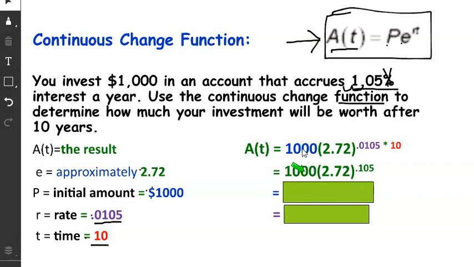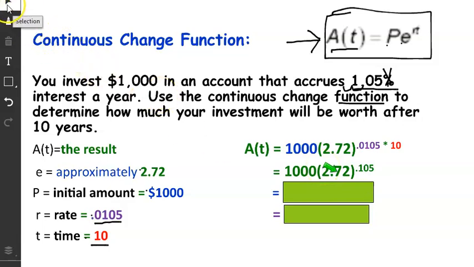So here's the 1,000. Oh, I didn't color code it, sorry. Here's the 2.72 raised to the 0.105. Where did I get 0.105? Multiply these two numbers together. Okay, so now here's your problem. Please excuse my dear Aunt Sally. We still have exponents. So you want to take this 2.72 and raise it to 0.105. Use your calculator.